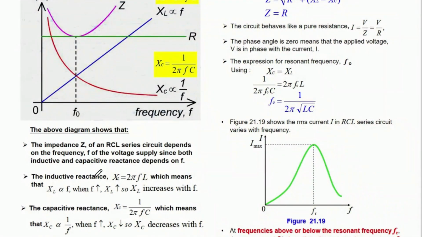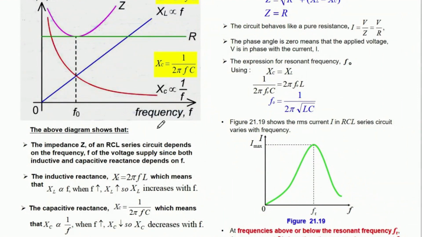For the inductive reactance, XL equals 2 pi fL, which means that XL is directly proportional to f. So when f increases, XL also increases. So XL increases with f. Look at the XL, the blue line here. From this equation, we can see that XL is directly proportional to f. That's why we got this blue line. So this blue line represents the relationship between XL and f.